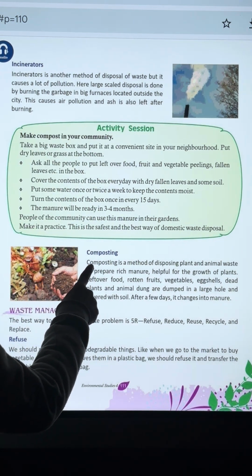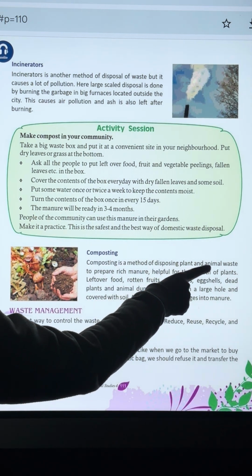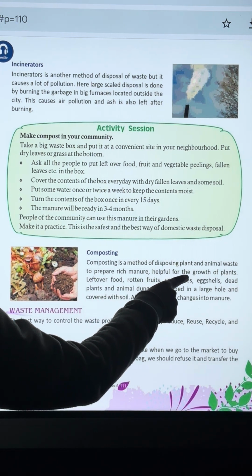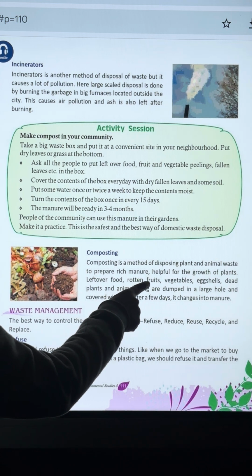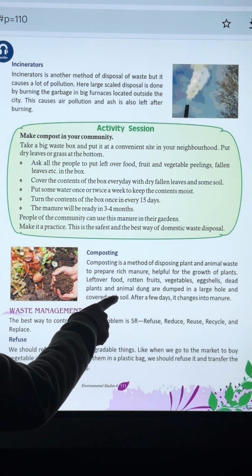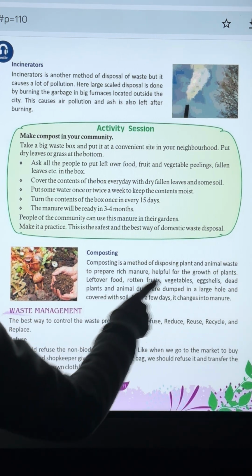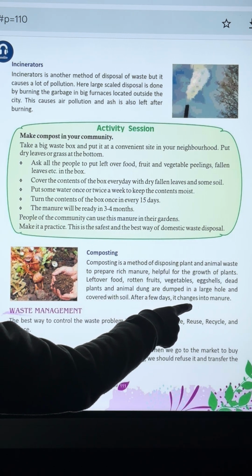Composting. Composting is a method of disposing plant and animal waste to prepare rich manure, helpful for the growth of plants. Leftover food, rotten fruits, vegetables, egg shells, dead plants and animals, dung are dumped in a large hole and covered with soil. After a few days, it changes into manure.